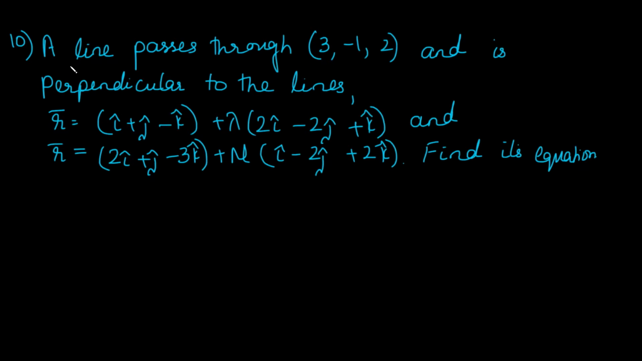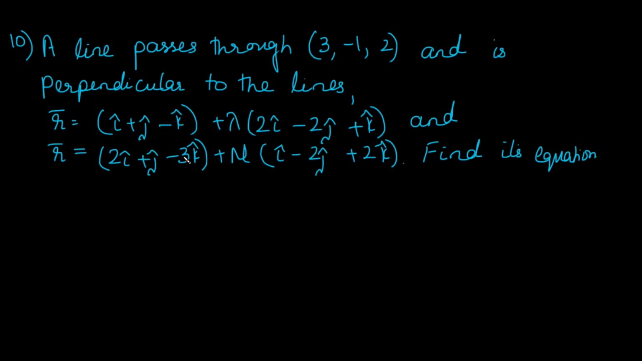Now the 10th sum: a line passes through (3, -1, 2) and is perpendicular to two of these lines, which are given over here. Their equations are given here. Find the equation of the required line. So they have given us one point on the line, that is (3, -1, 2). Say this point is A, and the line is perpendicular to both the given lines.